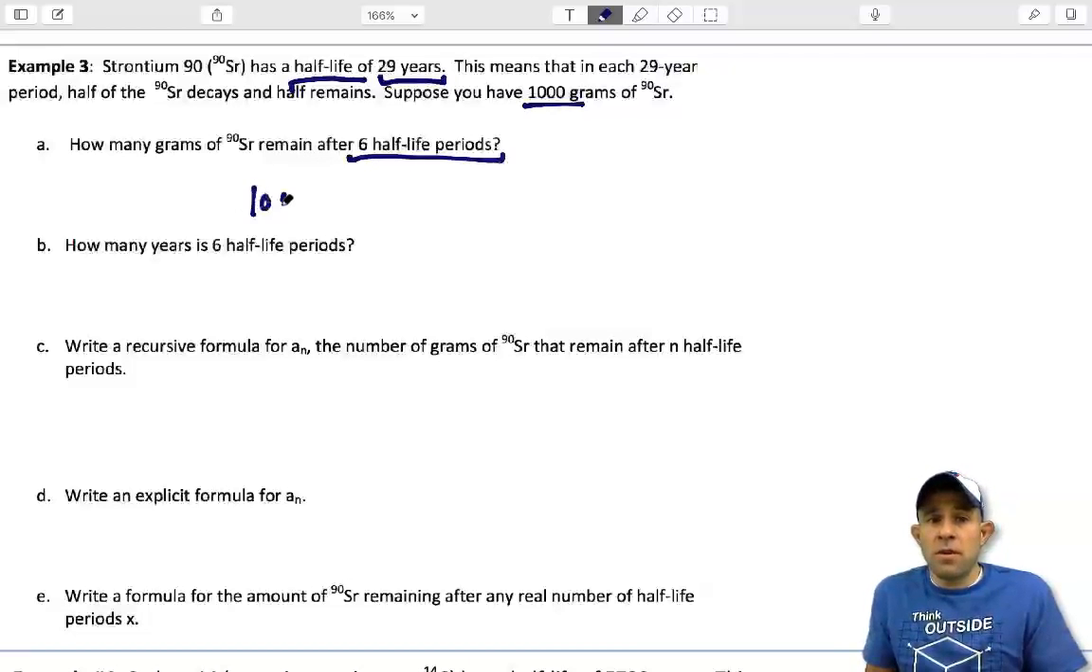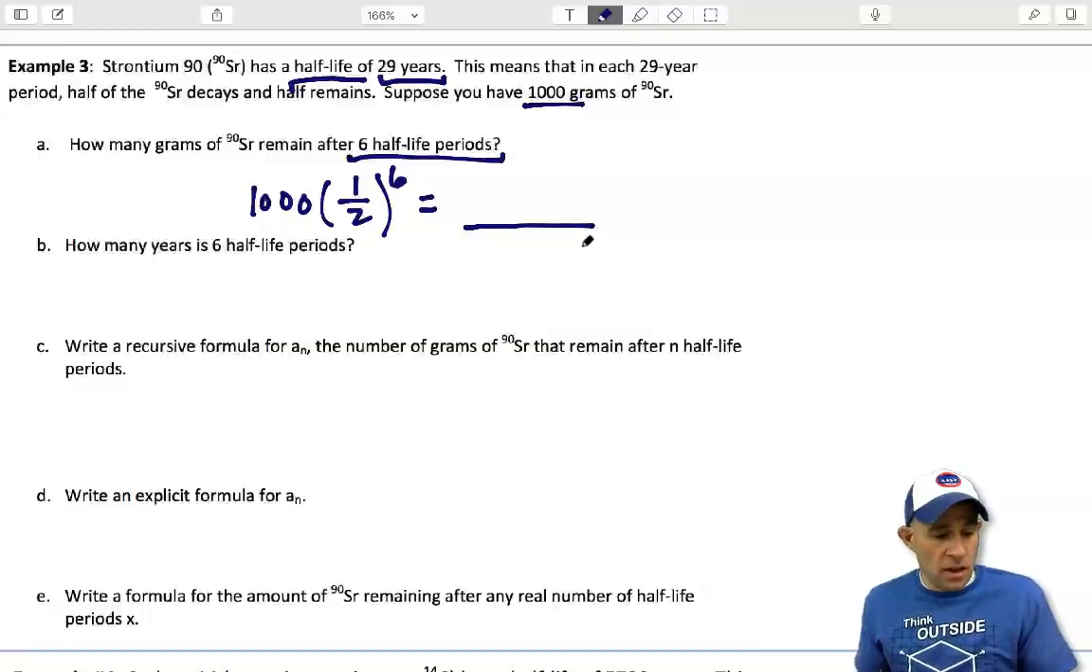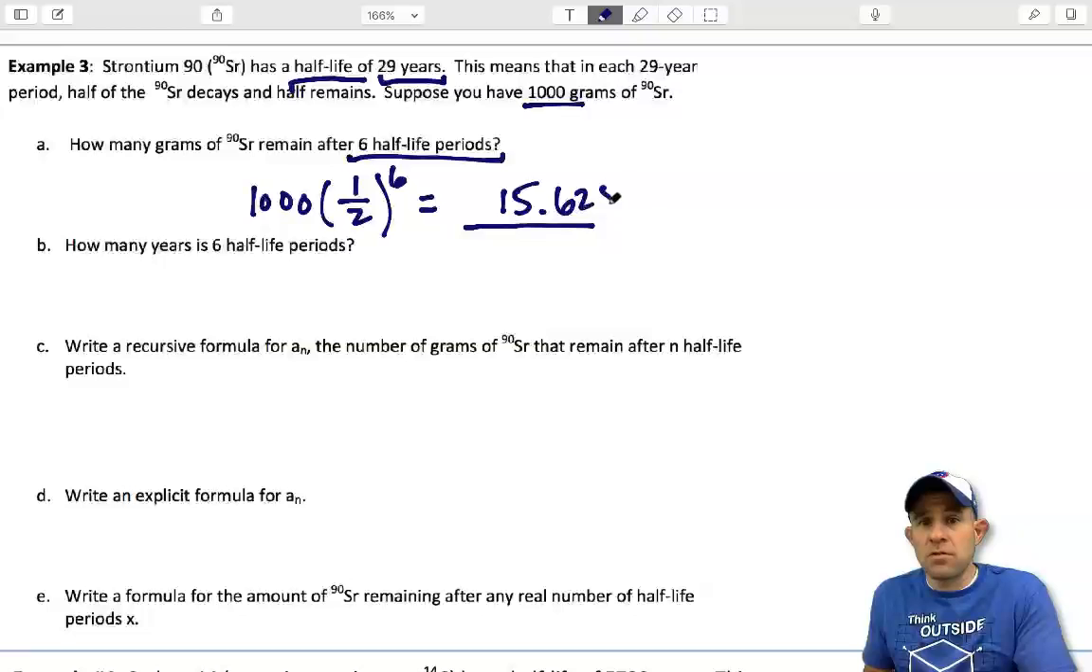So we're going to start off with our 1,000, which is our initial amount. And our growth factor for half-life is always 0.5, or 1/2. And we're going to raise that to the 6th power. So this will give us how much we have left after 6 half-life periods, and that number comes out to be 15.625 grams.